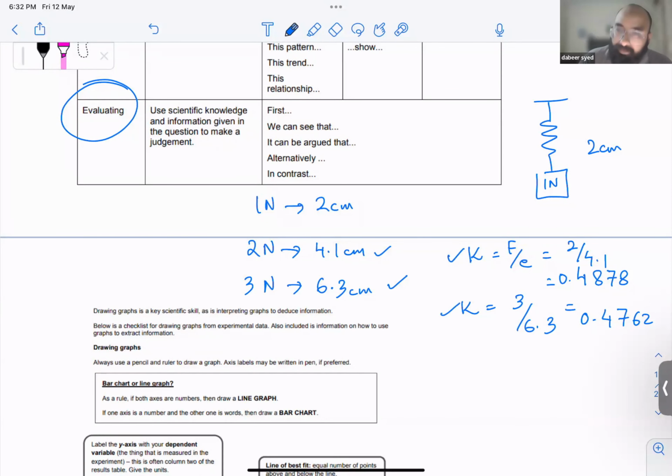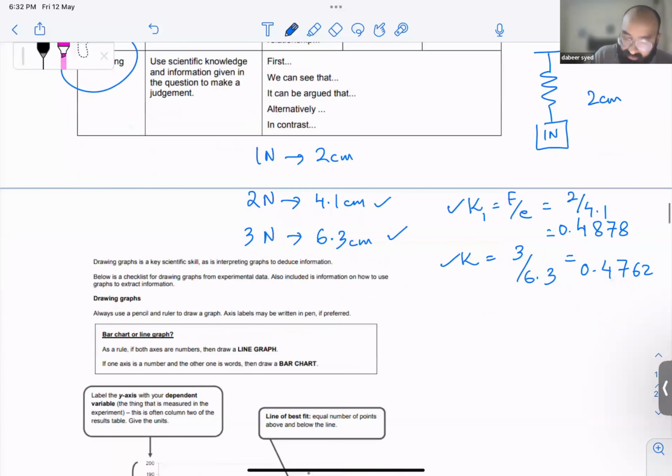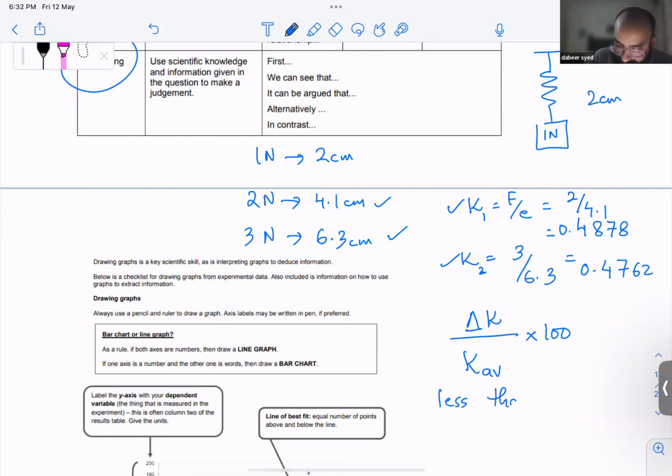अच्छा, अब यहाँ पे always the thing that you need to do is कि इसको आपने K1 कह दिया, इसको आप K2 कह दें। सबसे पहले आपने क्या करना है, you have to take the difference of K's, you have to divide it by the average of K and multiply it by 100. If this value is less than 10%, then the variation in K is because of experimental errors, and the relationship does exist.